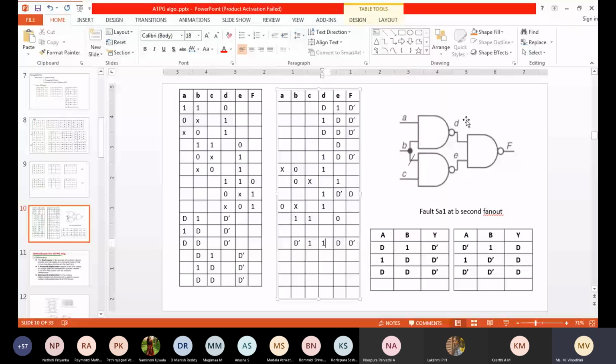Line justification. If I want to get 1 at D, D is fixed already 0. If this is 0, with a 0 only, I will get D as 1. So A can be anything, X. Done. Using the path sensitization method only, I completed. So now my final answer will be X, 0, 1.